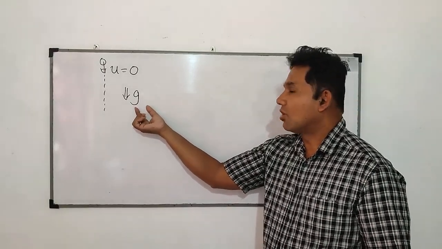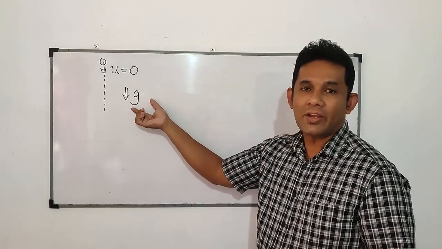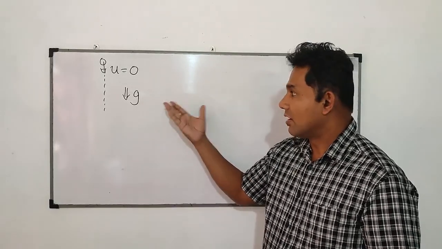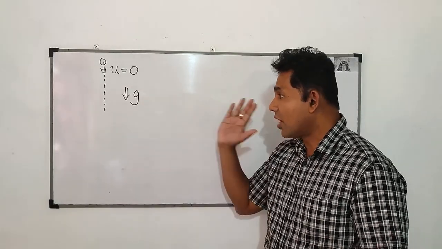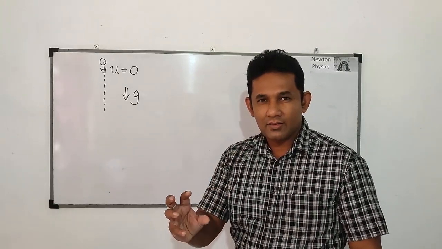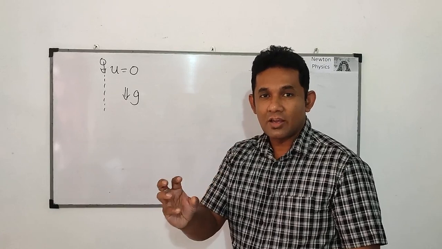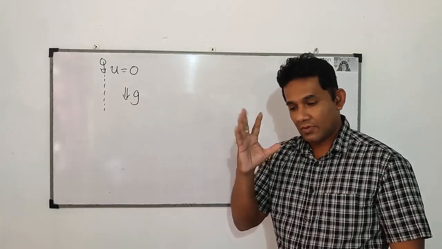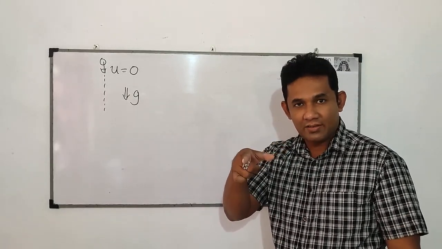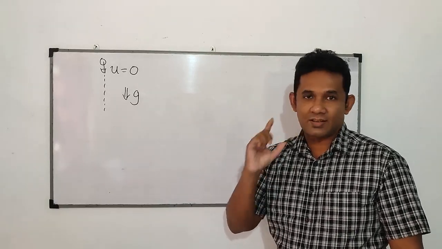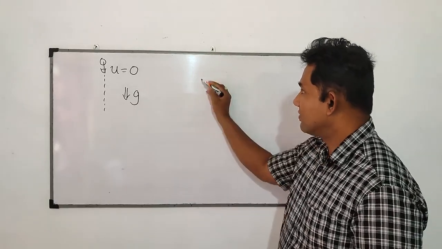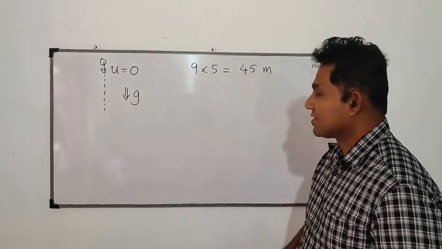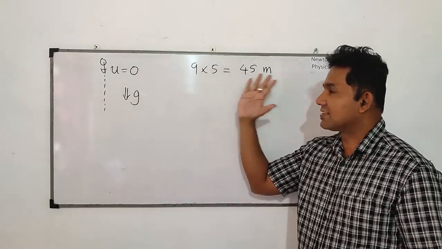That means normally we take it as 9.81 meters per square second, or otherwise for easy calculation we consider it as 10 meters per square second. Now think that you need to find the distance traveled in the 5th second. We can do it instantly. The answer will be 9 into 5. It becomes 45 meters. This is the distance traveled in the 5th second.